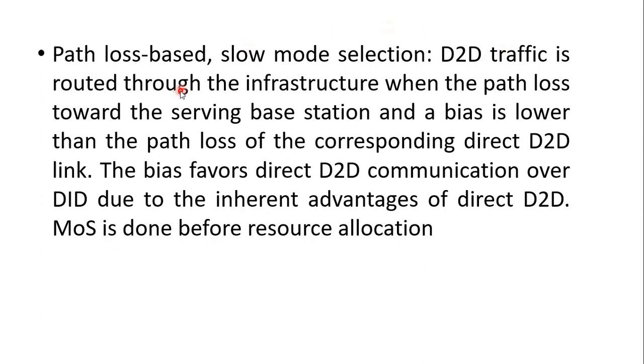Because there is a connection between the user interface and the infrastructure, obviously the infrastructure will be kilometers away from the device. So when there is an uplink or downlink, there will be a path loss towards the serving base station, and a bias, and it is lower than the path loss of the corresponding direct D2D link. So that is what path loss based slow mode selection is.